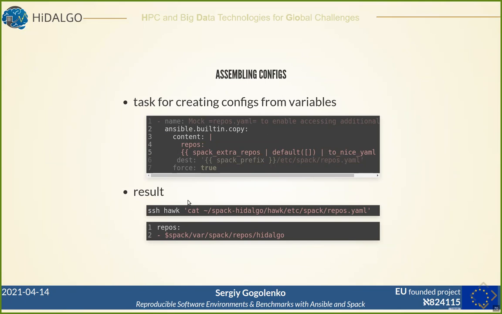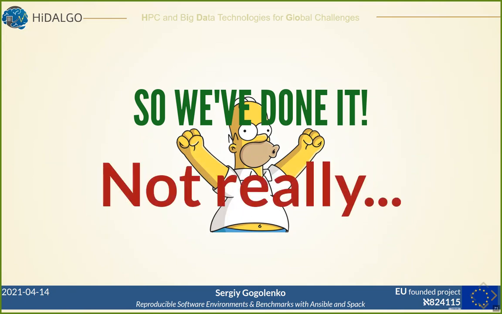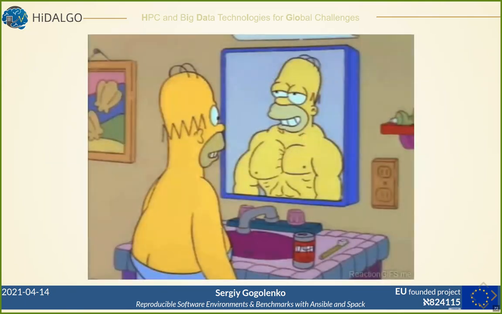For example, if we use this particular task, then on Hawk we will have the file repos.yaml with the following content. So it seems that we know how to put Spack somewhere and how to configure it. It looks like we are done, but not really. There is one more thing.